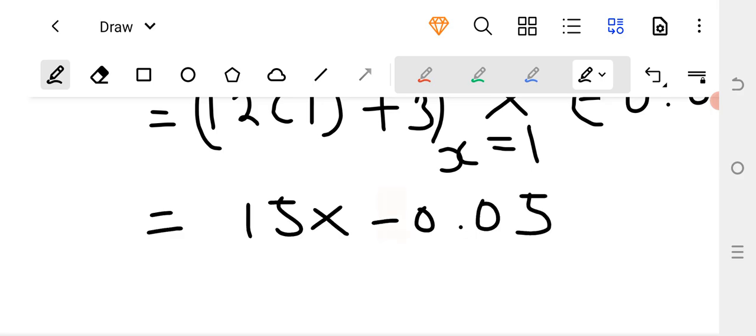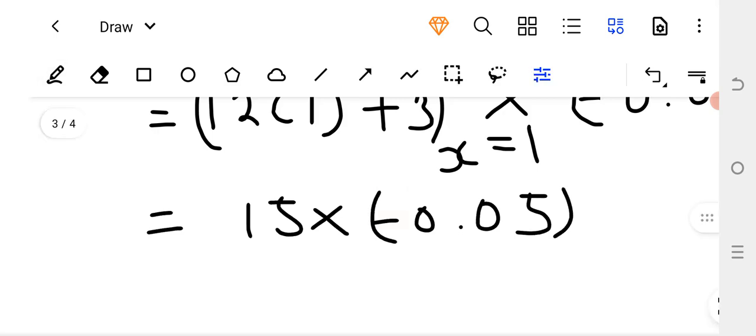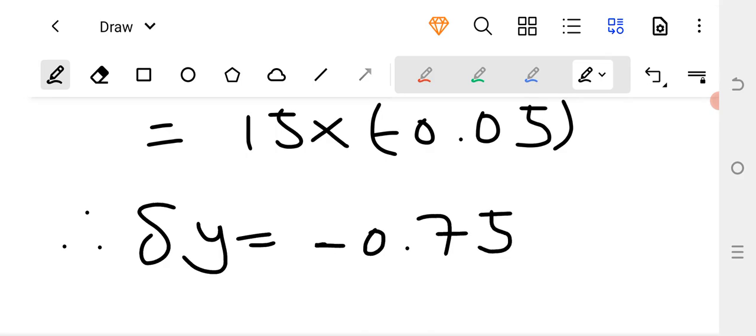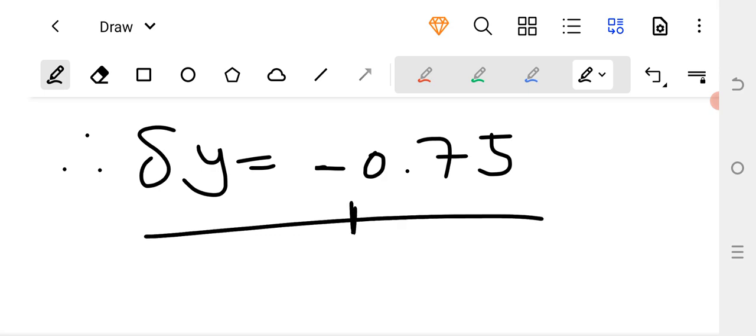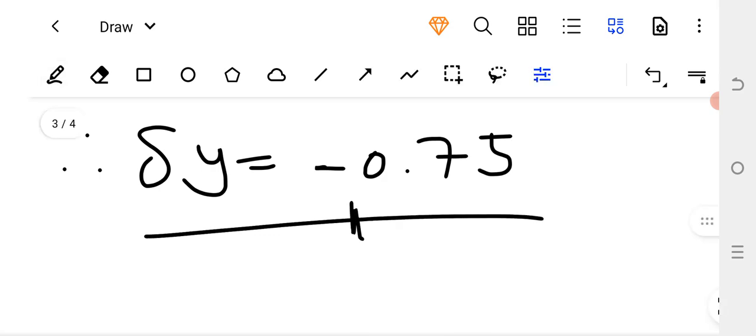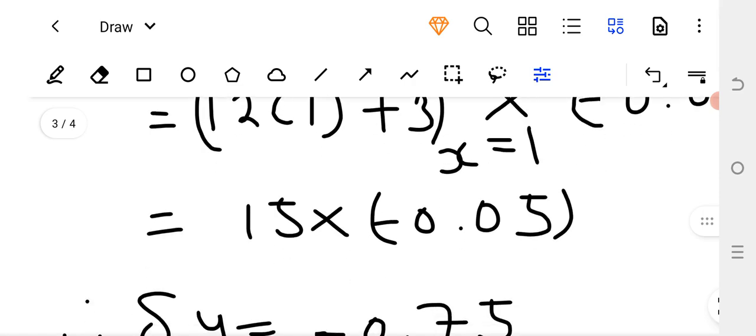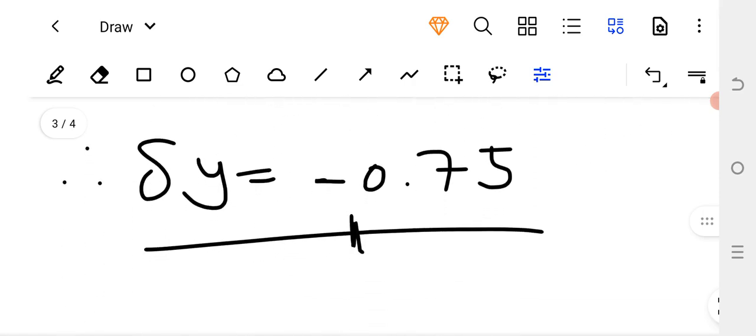Therefore, delta y is equal to, what answer are we getting? 15 times negative 0.05. We're going to have negative 0.75. And this is our change in y. Yeah, so that's what they would expect you to do. Just substitute accordingly, like that. Simple. Have you seen how you have found the change in y?